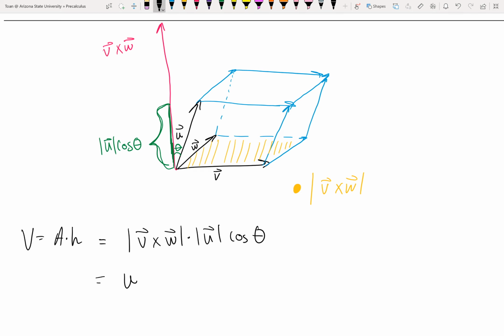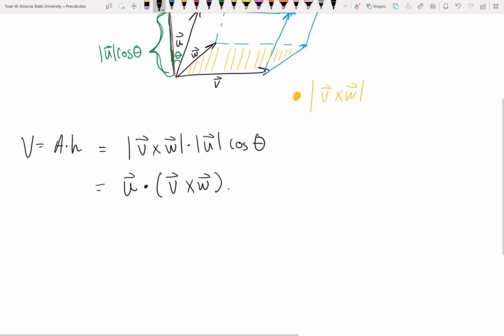Vector u dot the cross product of vector v and w. All right, so vector u dot the cross product of v and w. This quantity is known as the scalar triple product.